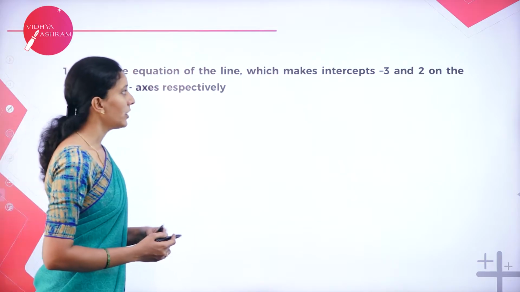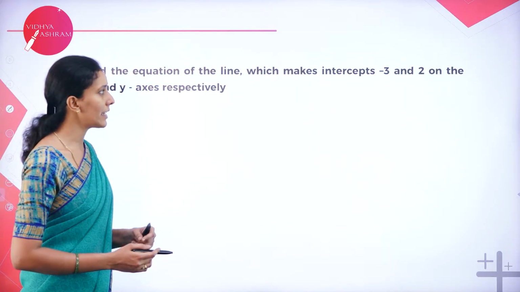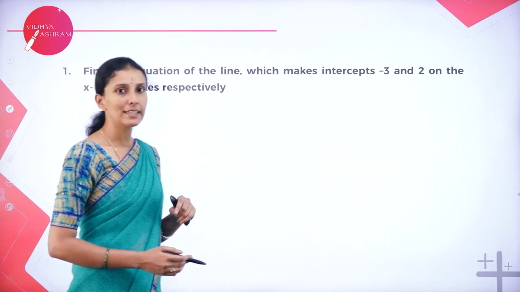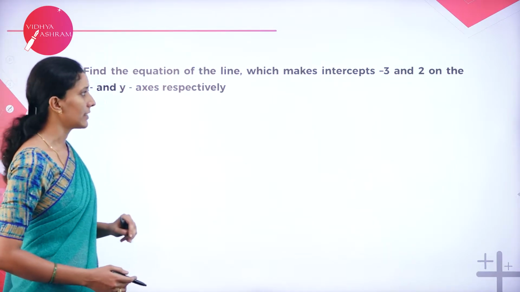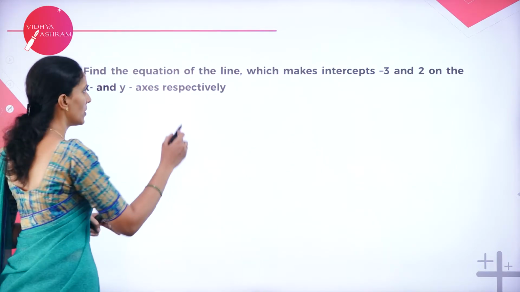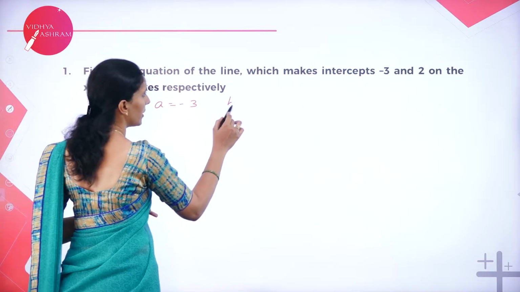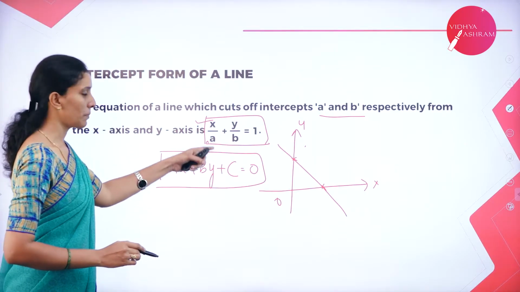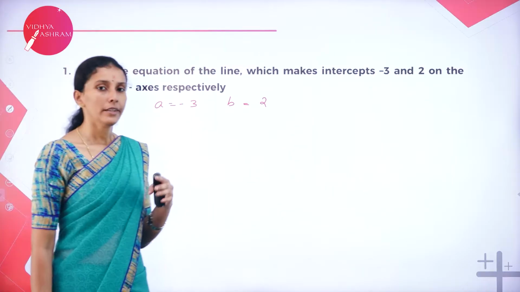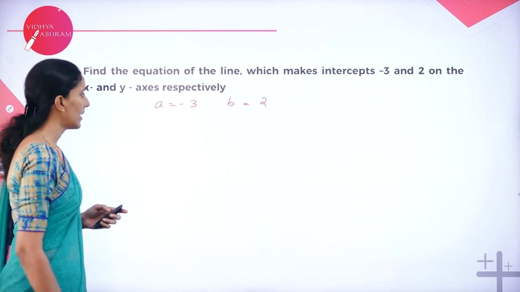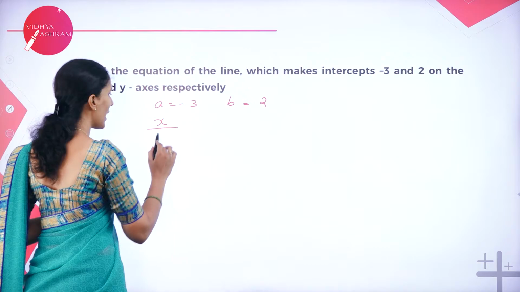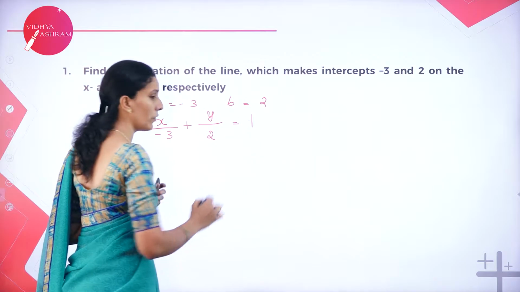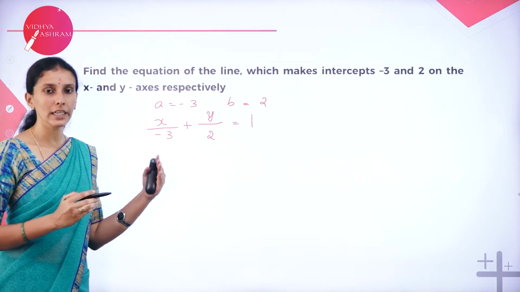So here we have a question. Find the equation of a line which makes intercepts -3 and 2 on the x and y axis respectively. So here -3 is the x-intercept and 2 is the y-intercept. So I'll take a is equal to -3, b is equal to 2. How we are going to represent the intercept form of an equation of line? x by a plus y by b is equal to 1. Now how you are going to write this? In the form of x divided by a, which is -3, plus y divided by b, which is 2, is equal to 1. So this is the intercept form of writing an equation of line.